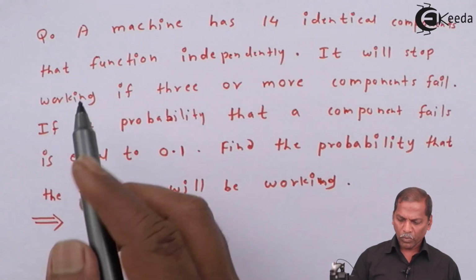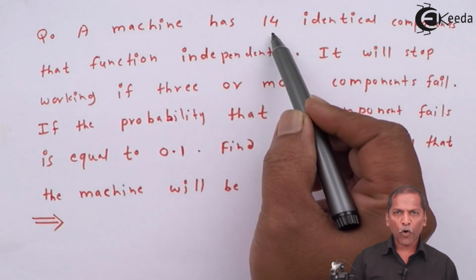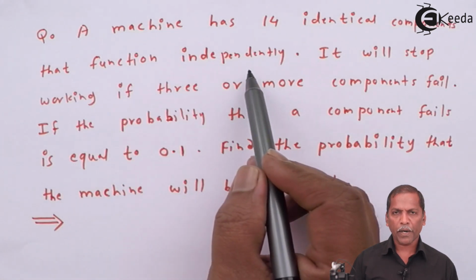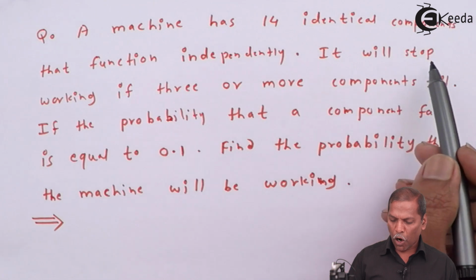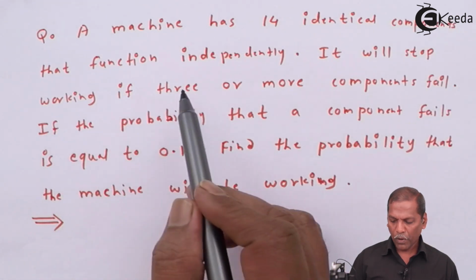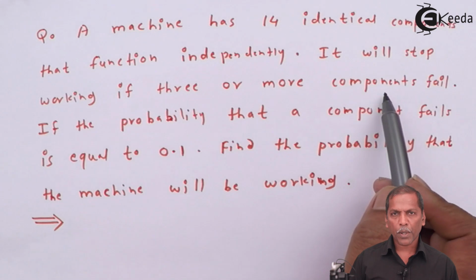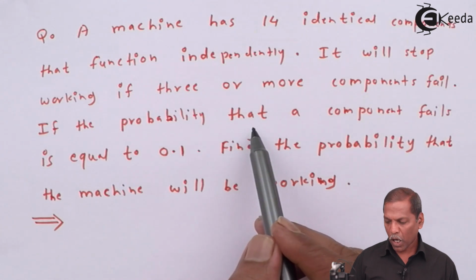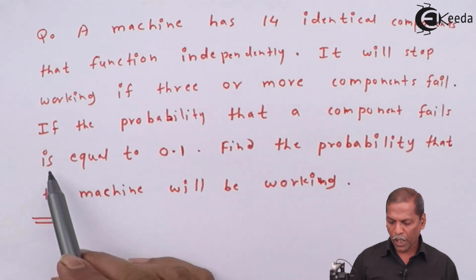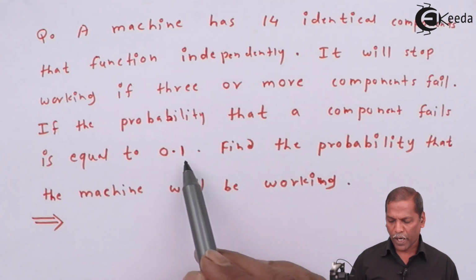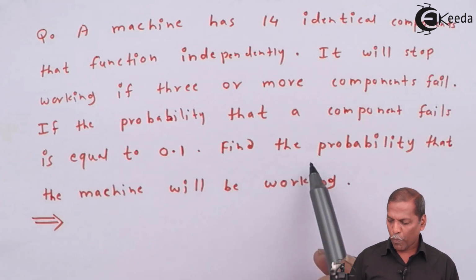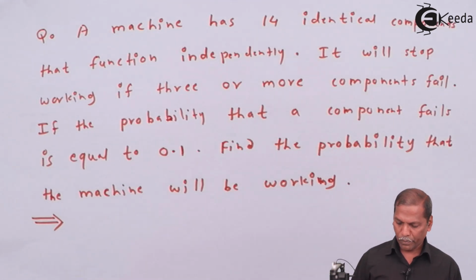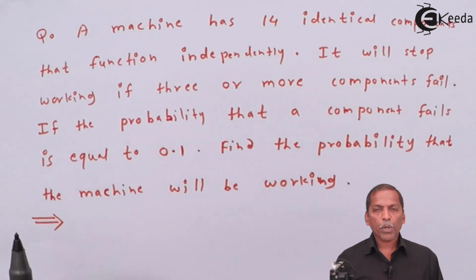The question is, a machine has 14 identical components that function independently. It will stop working if 3 or more components fail. If the probability that a component fails is equal to 0.1, then find the probability that the machine will be working. Now let's see the solution.